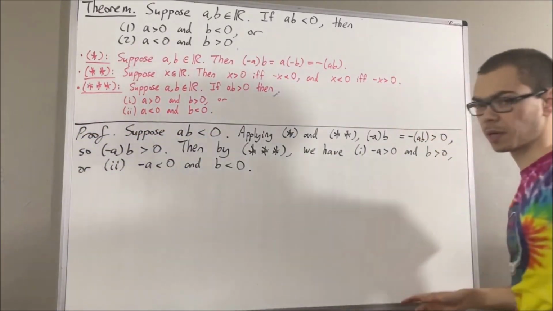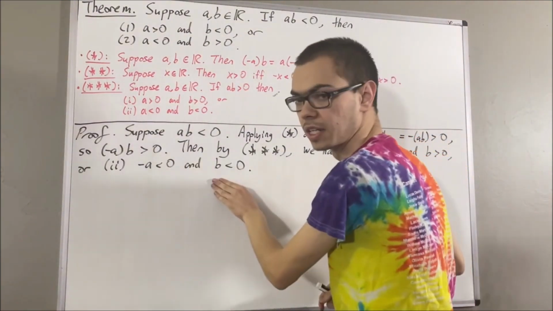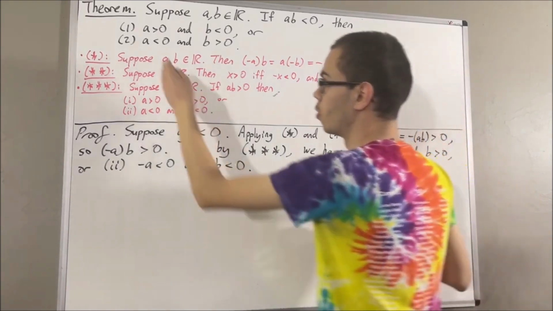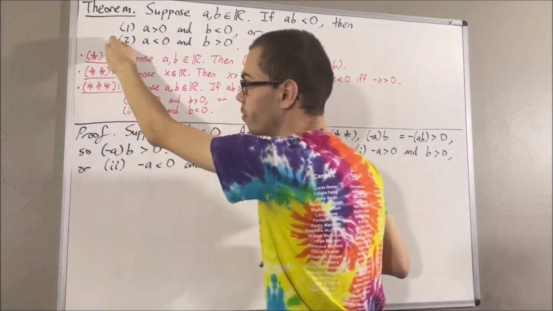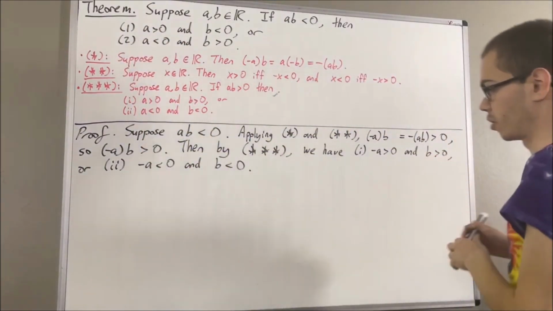So now we're going to split this up into 2 cases. This case and this case. And what we're going to do is show that in either case at least one of these is true. So let's first consider the case negative a is greater than 0 and b is greater than 0.